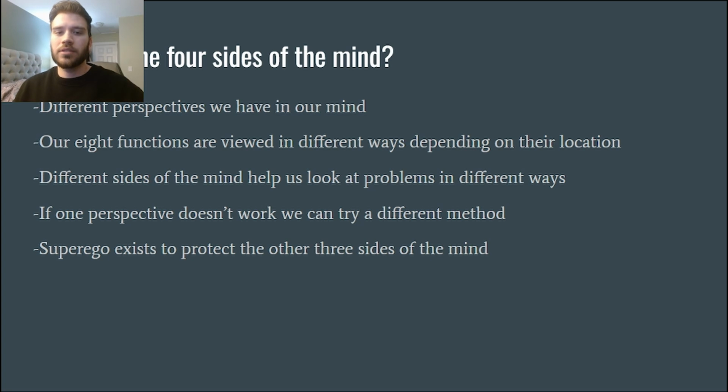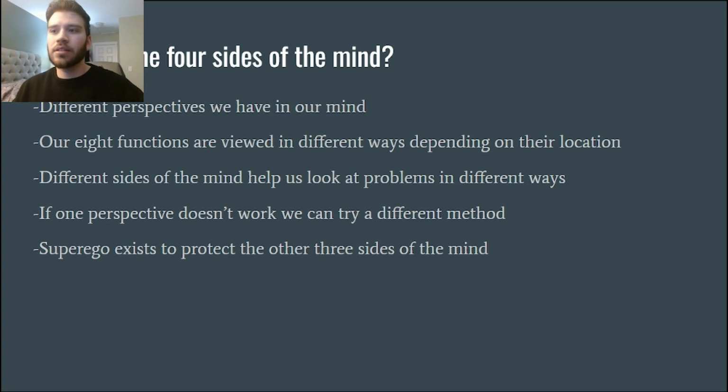So what are the four sides of the mind? The four sides of the mind make up the different perspectives that we have in our mind, and there are four main sides of them. So our 8 functions are viewed in different ways depending on their location. You have the hero function all the way to the demon function, and depending on the order of your functions, they will be viewed differently.